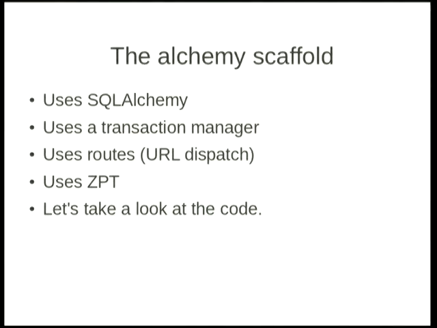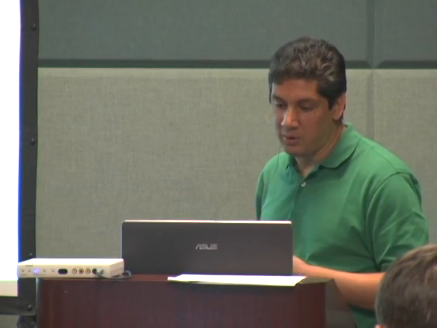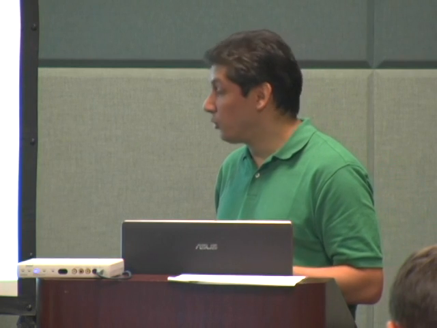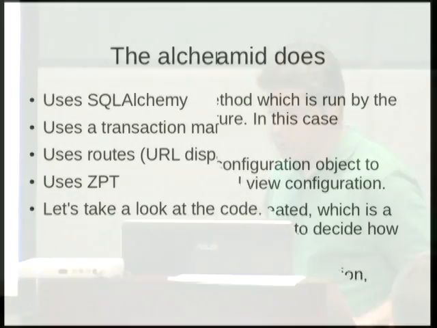So we already took a look at the scaffold. This is what we use. So those are decisions that the scaffold makes for you. If you use the Alchemy scaffold, you are going to use SQLAlchemy. You're going to use the pyramid_tm transaction manager. You're going to use routes for defining your URL dispatch mechanism. You're going to use Chameleon, the template language. And we already took a look at the code.